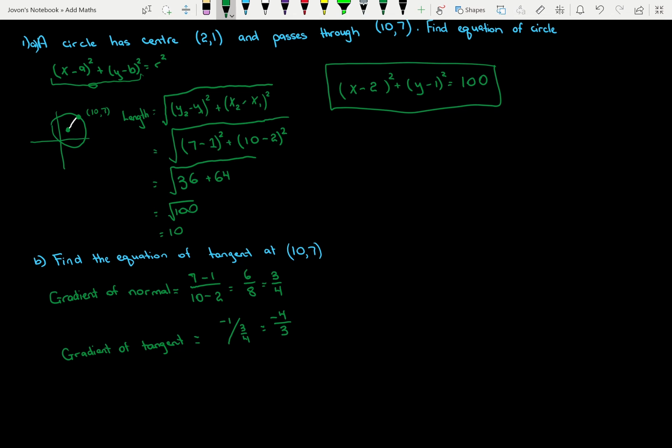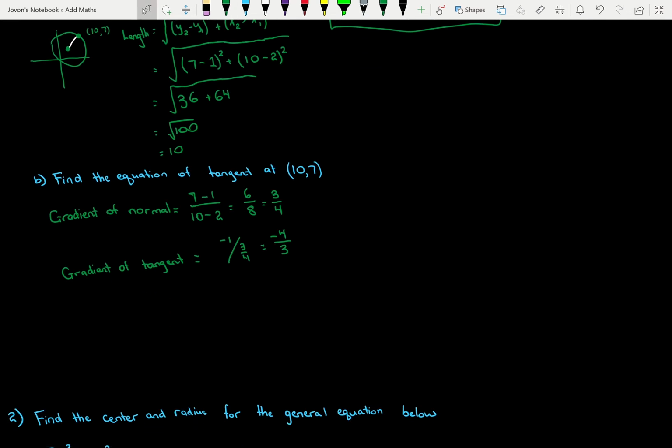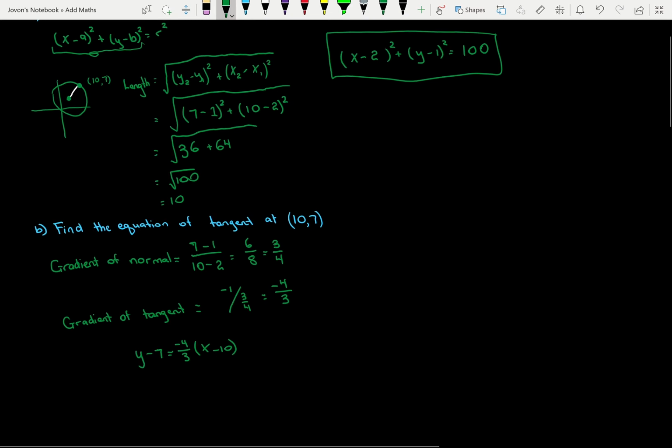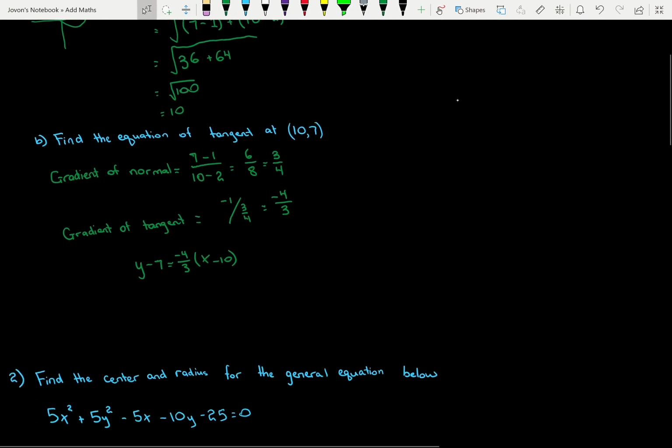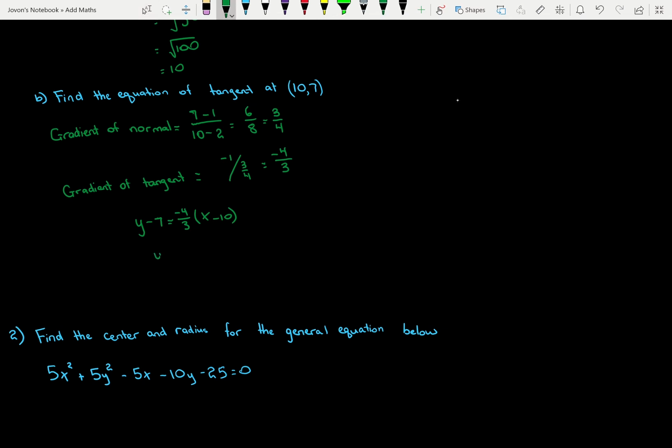So to find the equation of the tangent, we need a point on the tangent, and they tell us it passes through the point (10, 7). So then we have the equation y minus y1, which is 7, is equal to m, which is minus 4 over 3, into x minus x1, which is 10. Okay, for this point, remember, do not make the mistake. A common mistake is that people, rather than use the point on the circumference, end up using the center. Do not make that mistake. Okay, so we get y minus 7 is equal to minus 4 over 3 x plus, because a minus and a minus make a plus, 40 over 3.